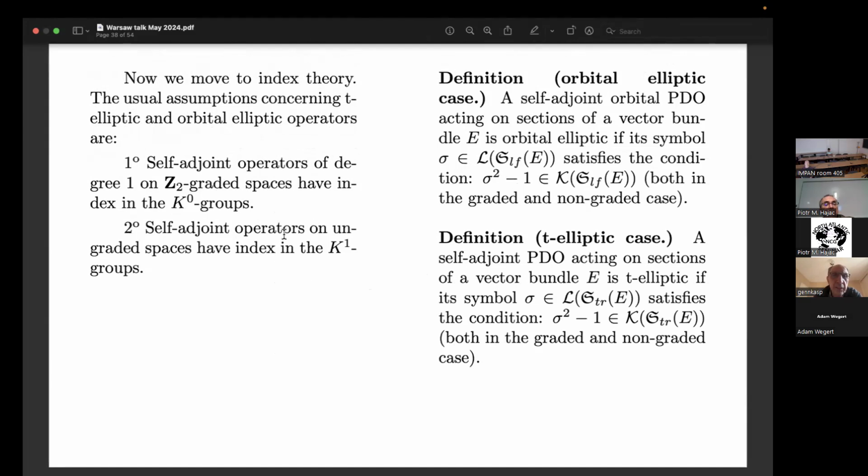In index theory, the usual assumptions are that you look at self-adjoint operators, graded or non-graded, and depending on this, you get either K0 or K0 and K1. The definition of elliptic operators is absolutely standard, the same in all cases. Of course, in the locally compact case, you need to add a function from C0 of x: C0 of x times sigma square minus 1 belongs to compact operators. In the compact case, you don't need this C0 of x. But this is the standard definition of the index.